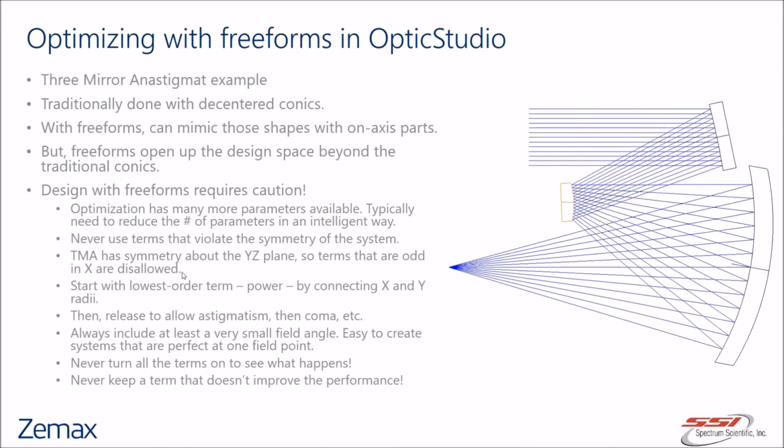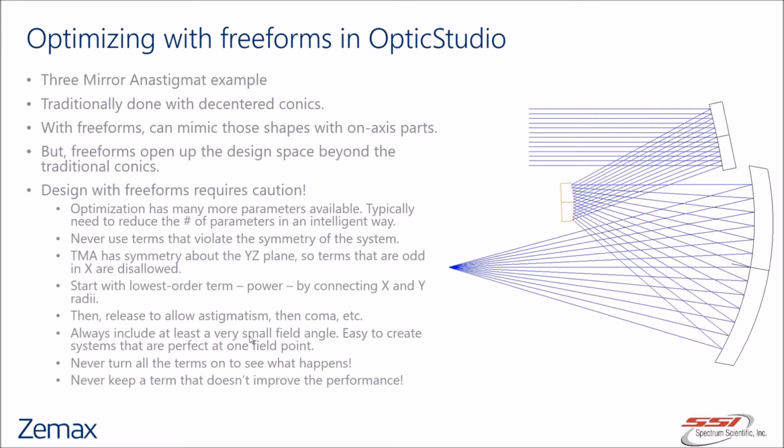There are also some other ways to keep the number of parameters you're using under control. Typically, one would start with the lowest order terms, the power terms, and then perhaps add astigmatism, add things one at a time as needed.